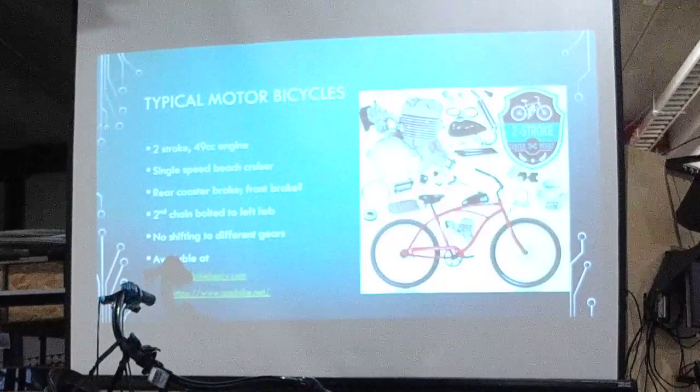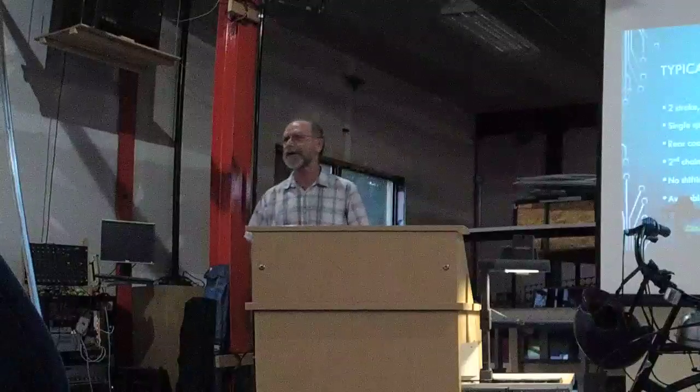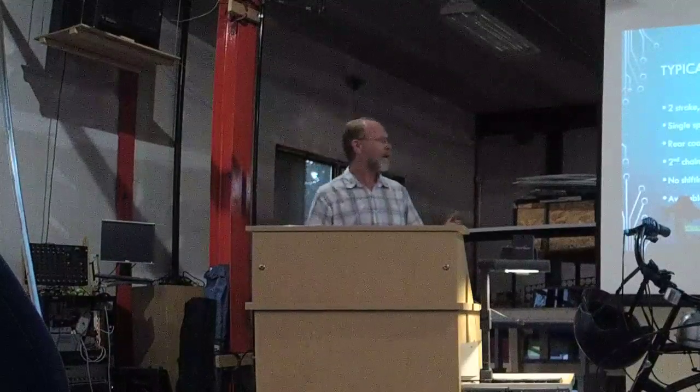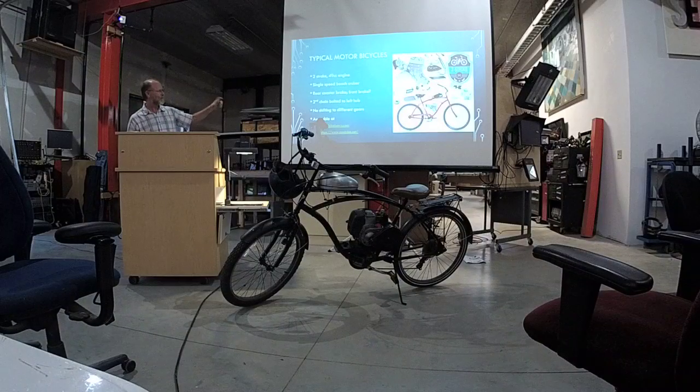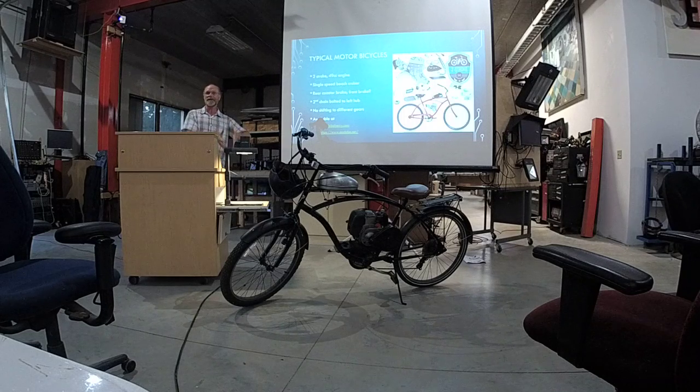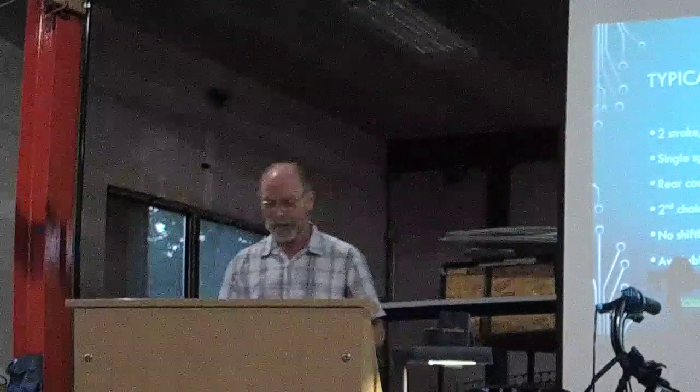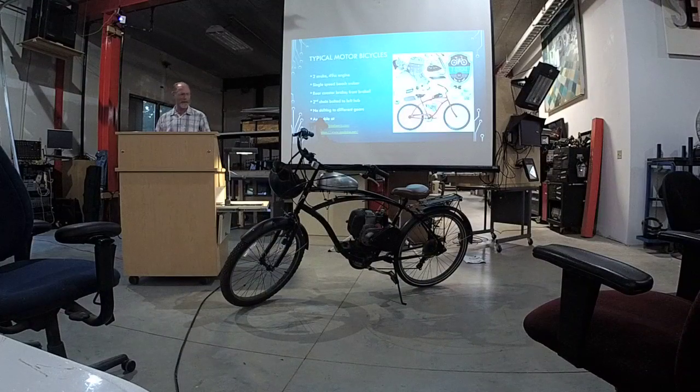But then when I looked into it, the typical way you see motorized bicycles, like the one in the back there, often do a 2-stroke 49cc engine. It's kind of a cheap way to do it. Take maybe a single-speed beach cruiser, with a rear coaster brake, maybe not a front brake. And basically, for the motor to drive it, you just bolt a sprocket on the left side of the rear hub. You don't get any shifting or different gears, but there's a bunch of those out there you can buy for a couple hundred dollars.